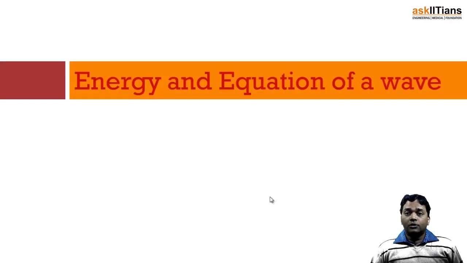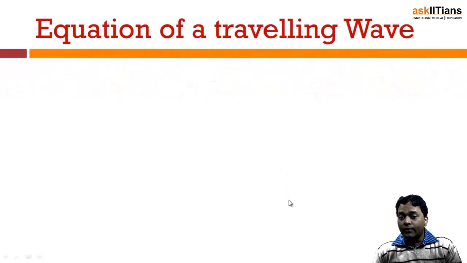Energy and equation of a wave. We need to understand how the wave can be represented in three-dimensional space. The representation of a wave is very, very important. Wave characteristics have to be captured in the form of an equation. So let's try to understand what basically characterizes a wave.